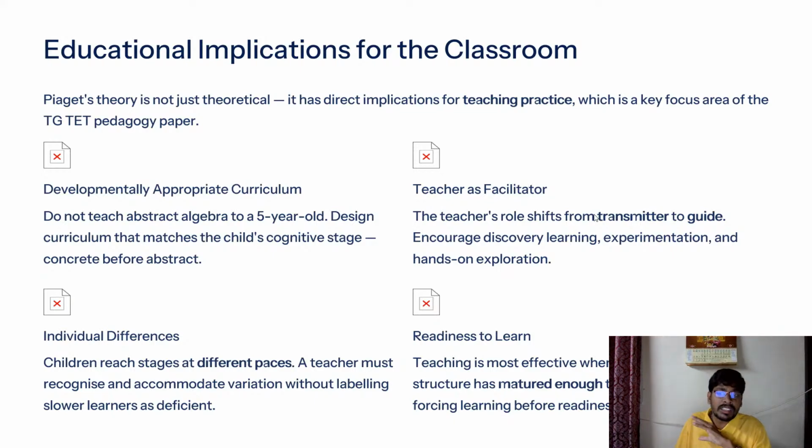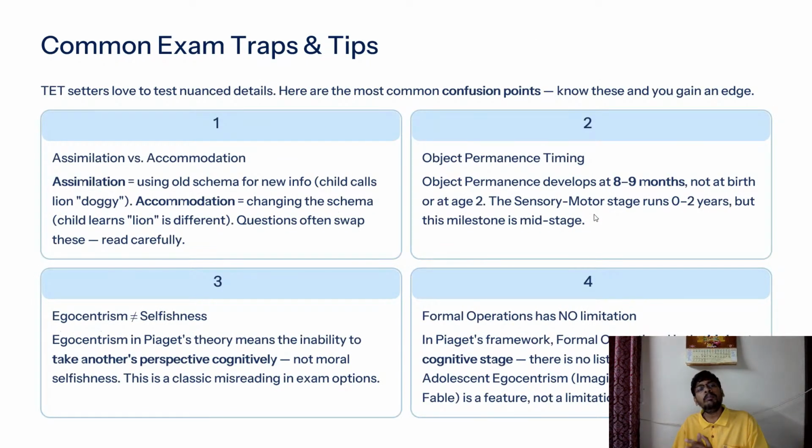And teacher as a facilitator, the teacher is the guide here. So the teacher has to encourage discovery learning, experimentation, and hands-on exploration here. And individual differences: children reach stages at different paces. A teacher must recognize and accommodate variation without labeling slow learners, basically. And readiness to learn, this is also one of the important implications in the cognitive theory of development by Jean Piaget.